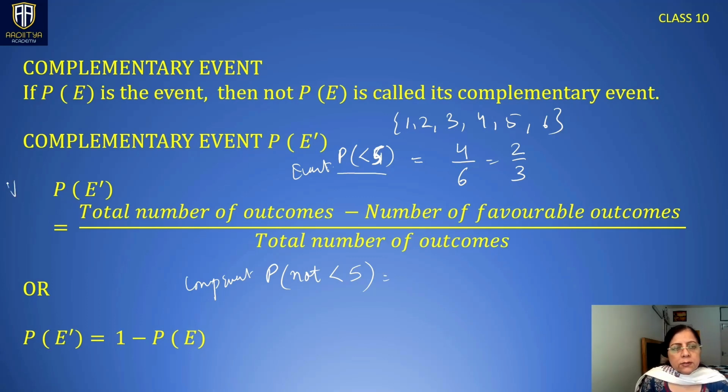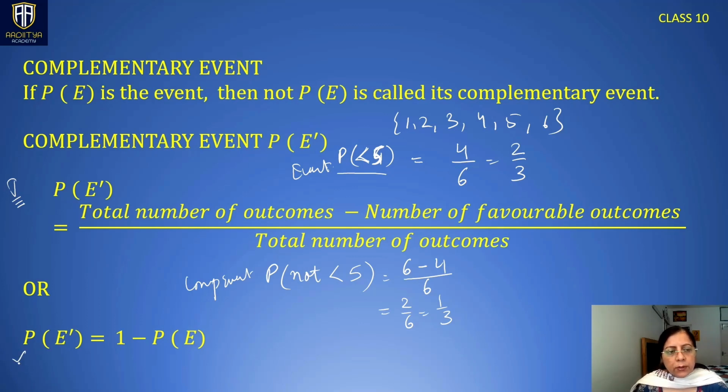The first way is this, in which to calculate P(E dash), we have total number of outcomes, here 6, minus number of favorable outcomes. Favorable here means number less than 5. So less than 5 here are 4 upon total outcomes. So this is 2 by 6 or 1 by 3. Right? This is one method of calculating the probability of complementary event.